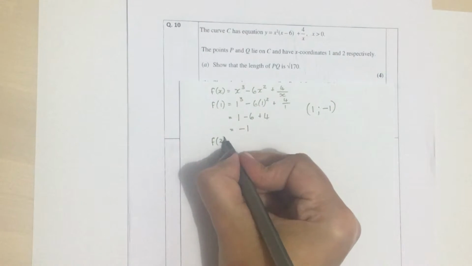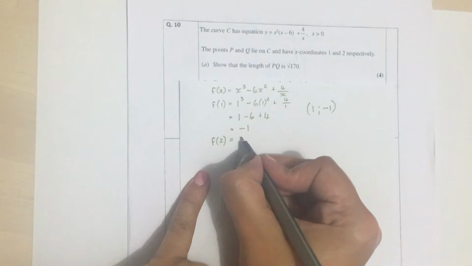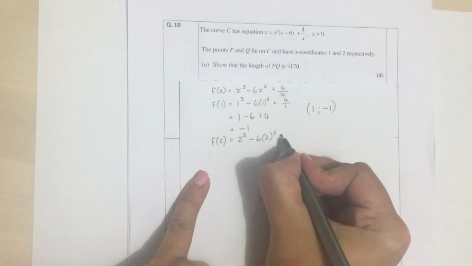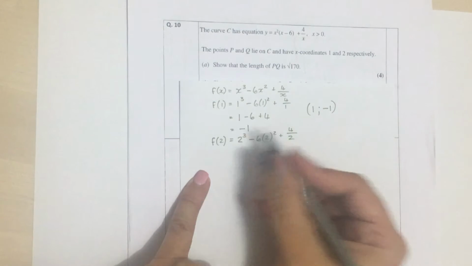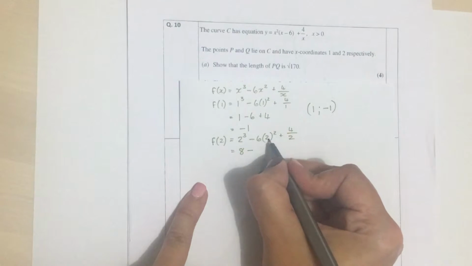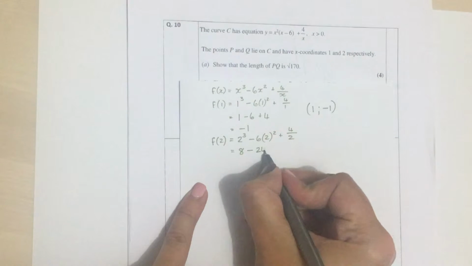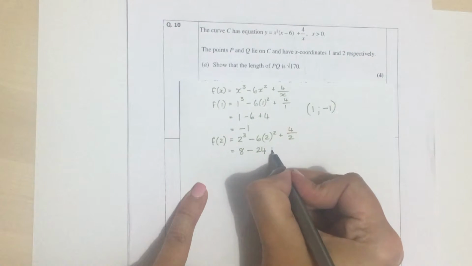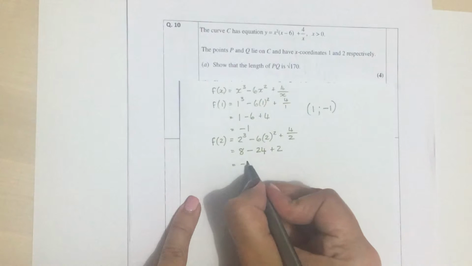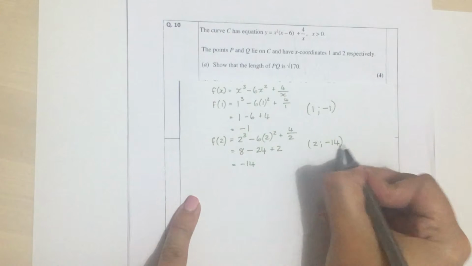Now we still need to work out if x is 2, because that is what they've given us, right? So if x is 2, then we're going to get 2 to the power of 3 minus 6 times 2 squared plus 4 over 2. 2 cubed is 8, 2 times 2 times 2. Minus 2 times 2, which is 4, times 6 is negative 24, and 4 divided by 2 is 2. 8 minus 24 is minus 16, plus 2 gives us negative 14. So that is our second coordinate point.